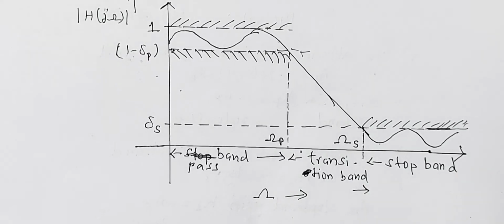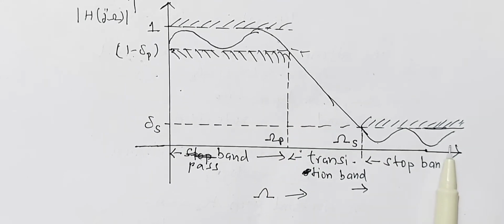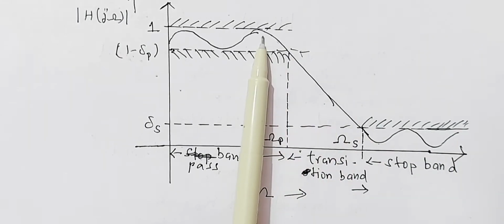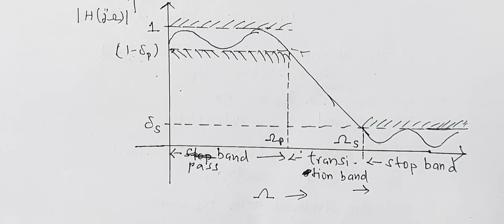So any analog filter has three portions. One, output voltage allowed, that is the pass band. Another, output voltage stopped, that is the stop band. Another, change of state from pass band to stop band, that is called the transition band. Now, with this figure, we will discuss the specification of the filter.